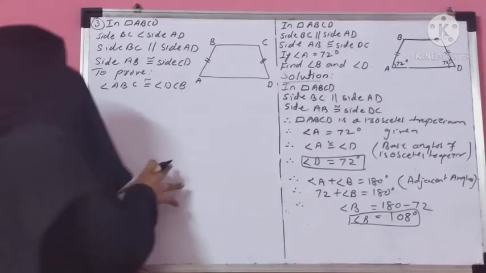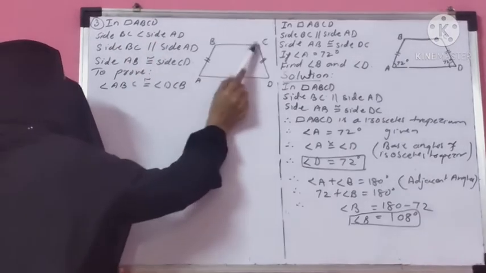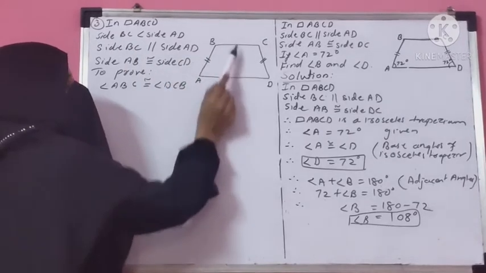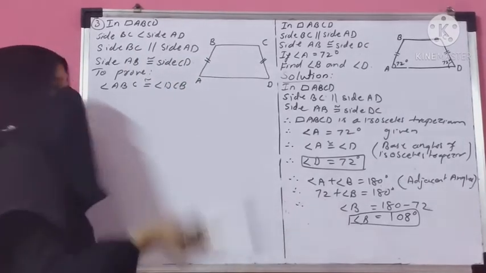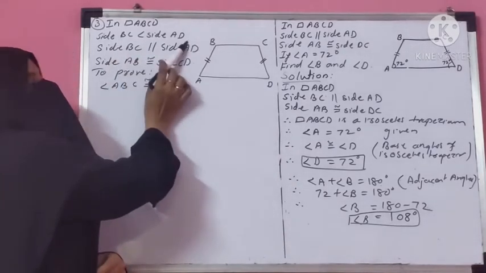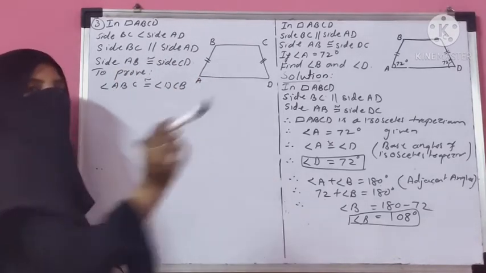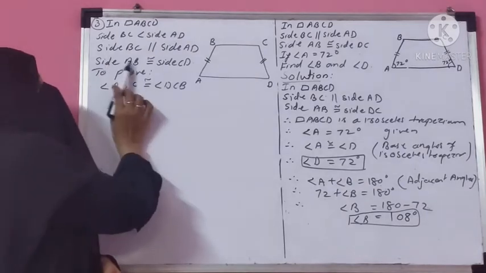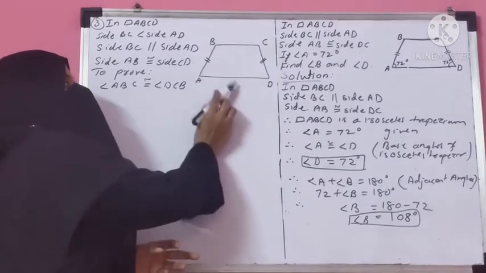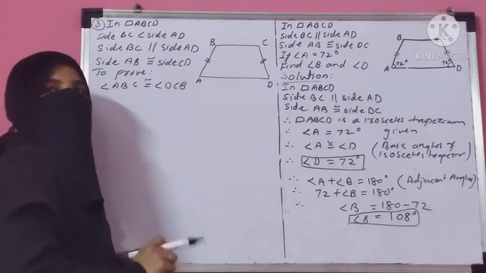Okay. Next, question number 3. In question number 3, in quadrilateral ABCD, side BC is smaller than side AD. That means out of the parallel sides, BC is the smaller part and AD is the greater part. Side BC is parallel to side AD, so one opposite side is parallel. Side AB is congruent to side CD. That means one opposite side parallel and one opposite side congruent. So again this trapezium is an isosceles trapezium.